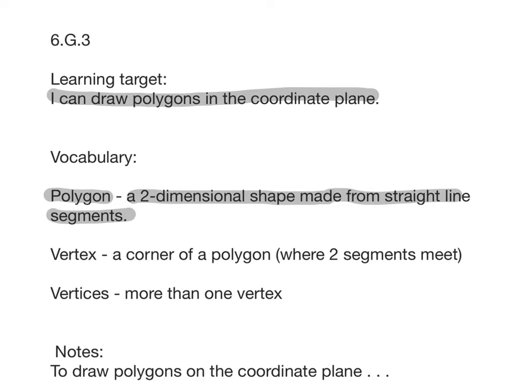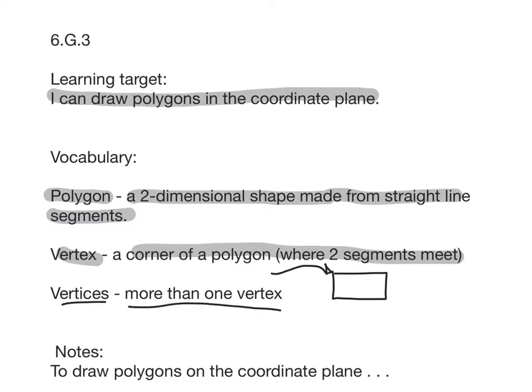A vertex is a corner of a polygon where two line segments meet. So a rectangle has 4 vertices, which is more than one vertex, and those are the corners. Okay? So a hexagon would have 6 vertices.